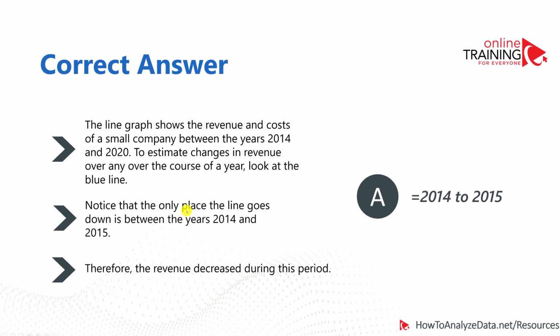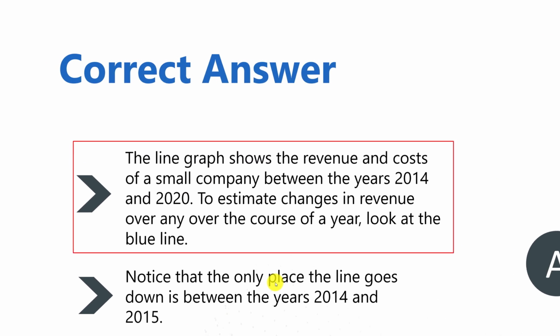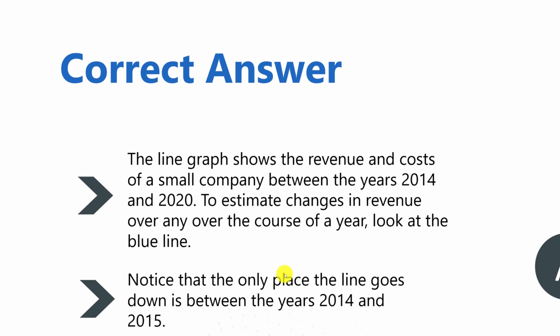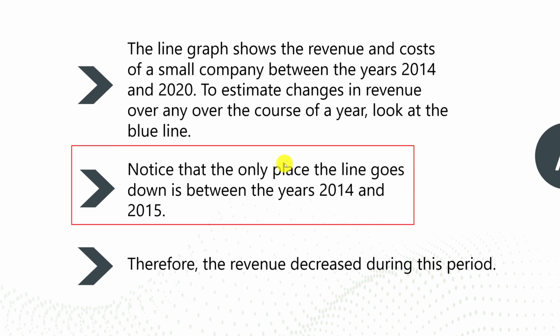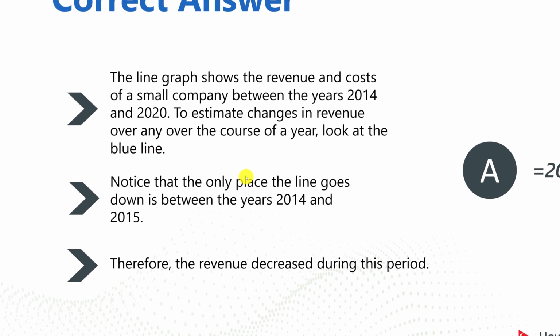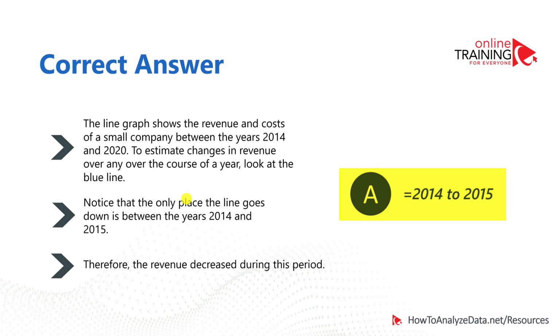Now let's recap. The line graph shows the revenue and costs of a small company between the periods of 2014 and 2020. To estimate the changes, you need to find the spot on the line which goes down. The only place where the line goes down is between the years of 2014 and 2015. Therefore, choice A, which shows 2014 to 2015, is the right answer for this question. Hopefully you've got this one right.